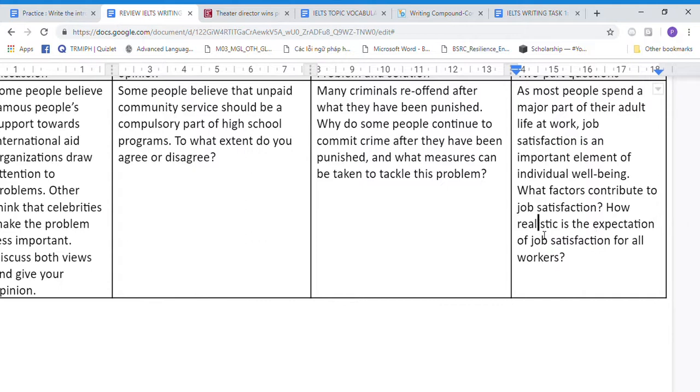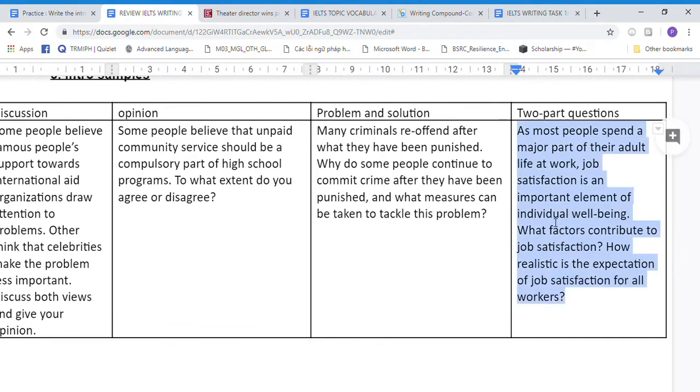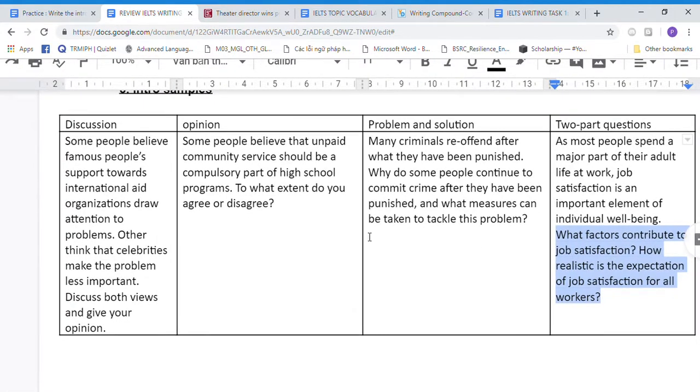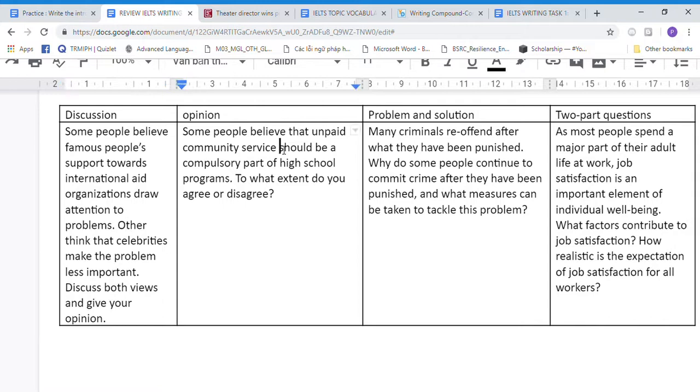Nói chung là cái độ thực tế. Hỏi về realistic này, rồi hỏi về factors contribute to job satisfaction. Các bạn này hoàn toàn là kiểu viết theo kiểu freestyle hơn. Mình sẽ có cấu trúc nhưng mà sẽ hướng dẫn sau. Hôm nay mình sẽ hiểu qua về cái discussion, về các cách viết mở bài cho cả 4 dạng.